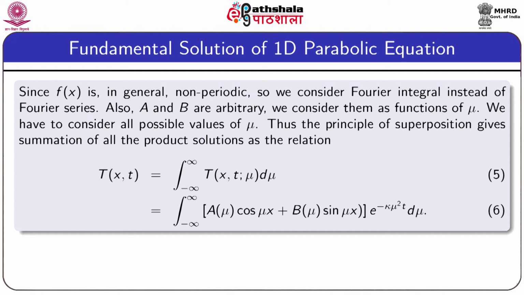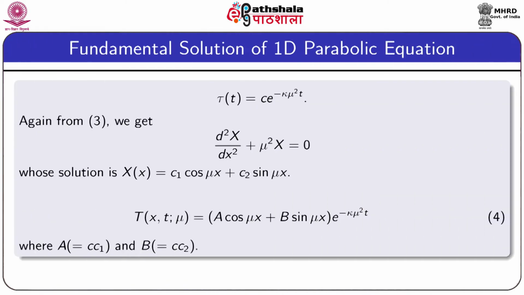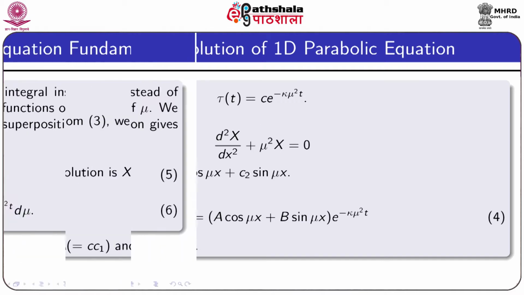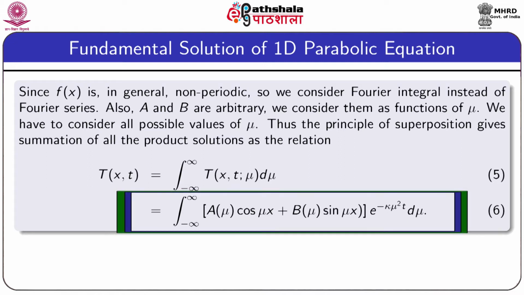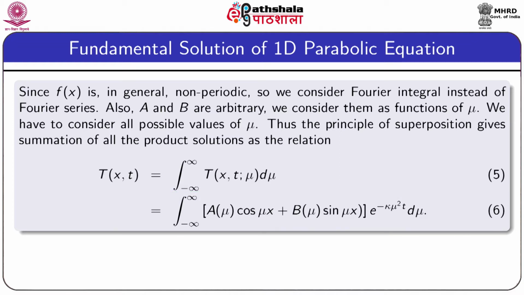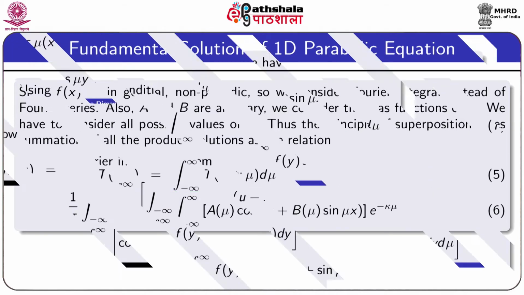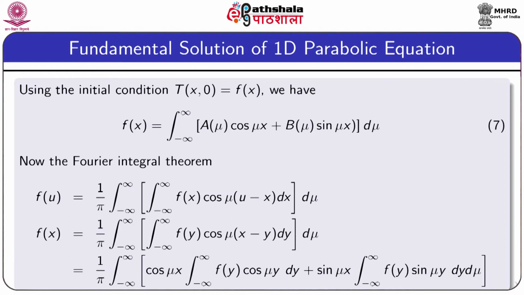Now, substituting the value of capital T from equation 4, we get capital T at x, t equals integration 0 to infinity of (a mu cos mu x plus b mu sin mu x) times e to the power minus kappa mu square t d mu. We have the initial condition T(x, 0) equals f(x).